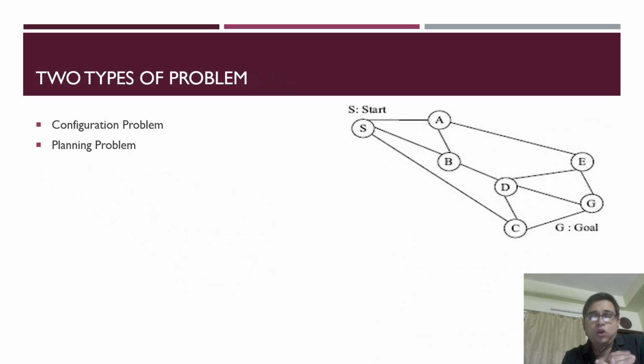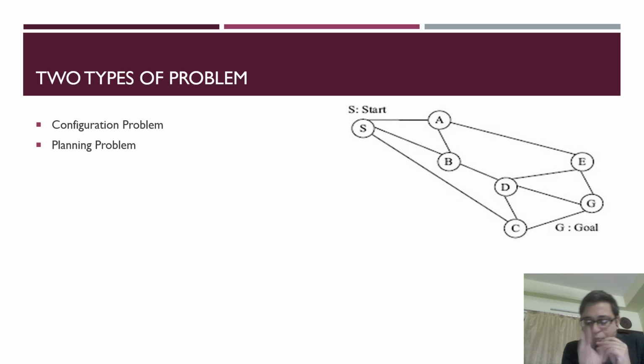Okay, it turns out that there are two types of problem. One type is called a configuration problem, and another type is called a planning problem. In a configuration problem, you are merely interested in reaching the goal, and in a planning problem you want to know how you have reached that position.